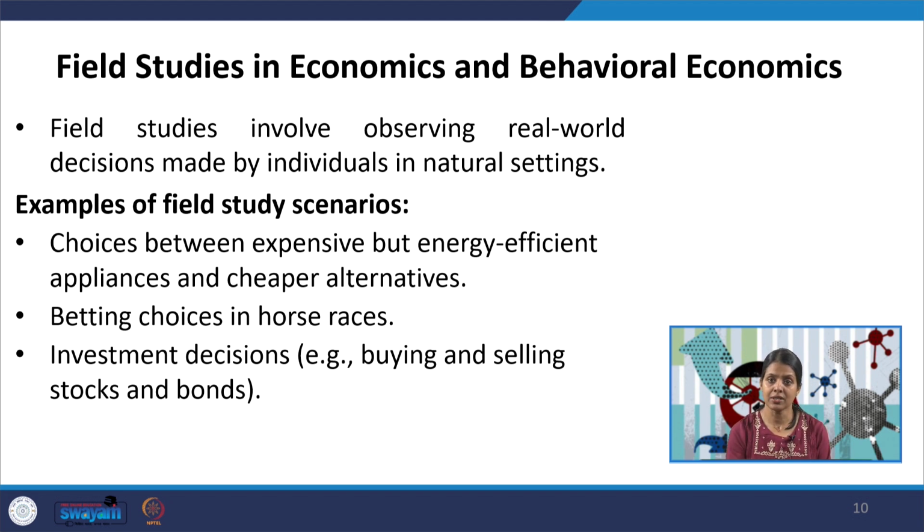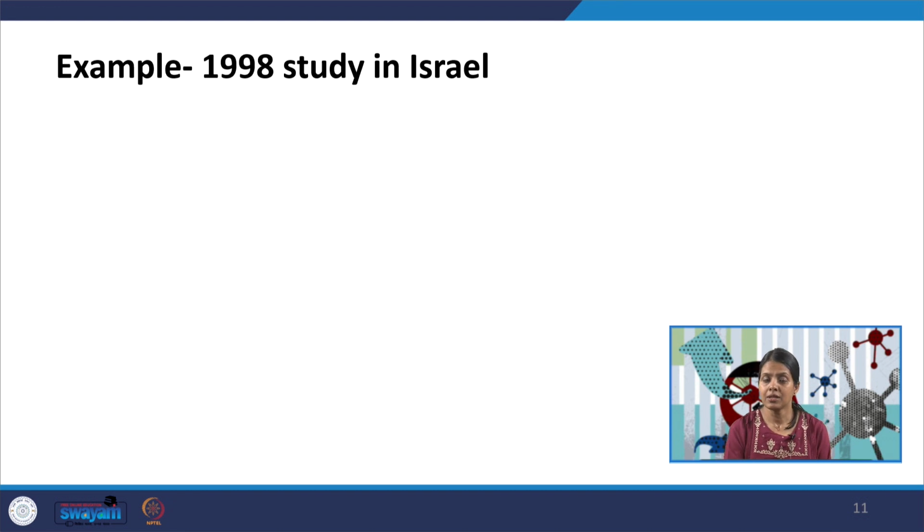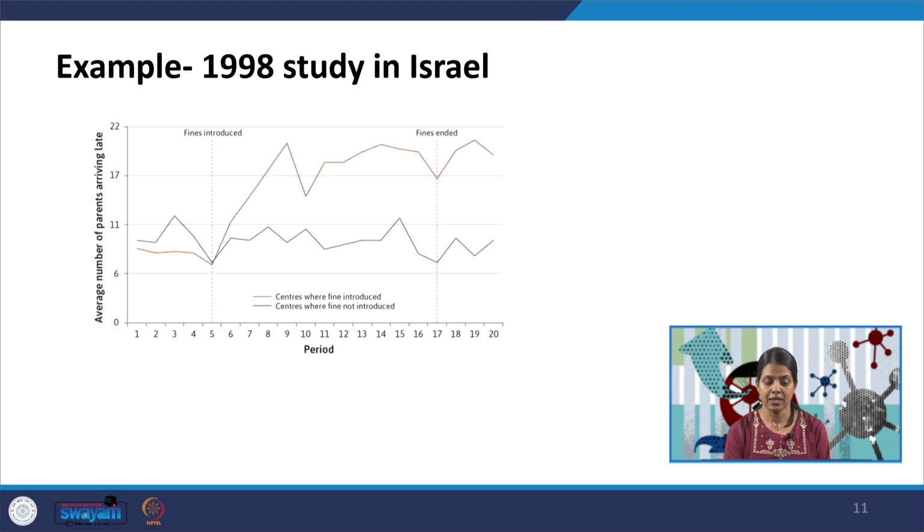On these aspects, field studies can be considered in the sense that we can observe how people are actually behaving in a natural environment. Consumers' responses to promotional offers in shopping contexts. We now consider an example of a field study conducted in 1998 in Israel. In this field study, the economists considered daycare systems. It was observed that parents were generally late in picking up their children from the daycare, and that was causing a lot of inconvenience.